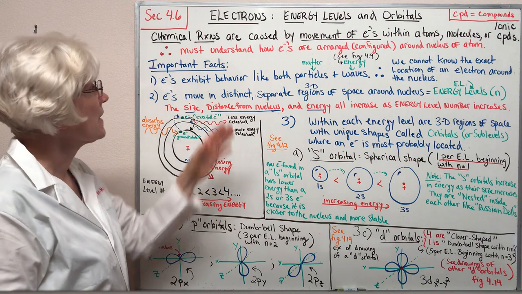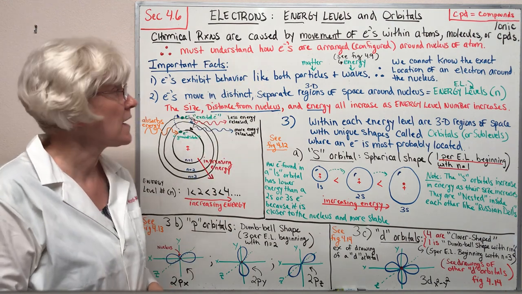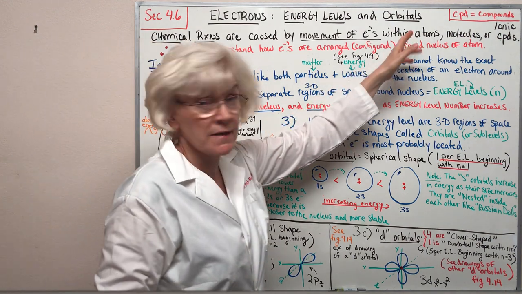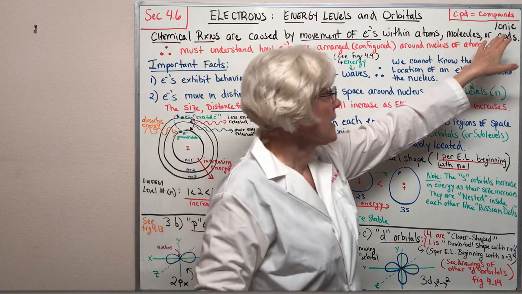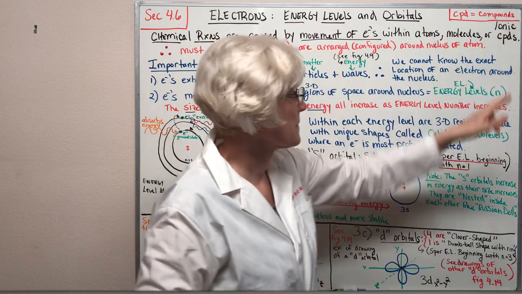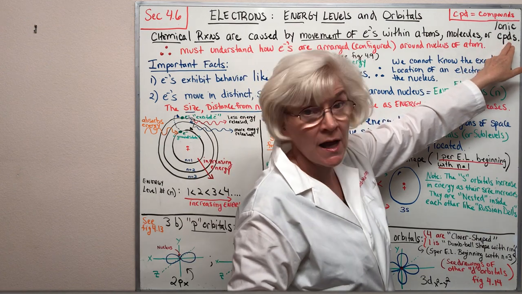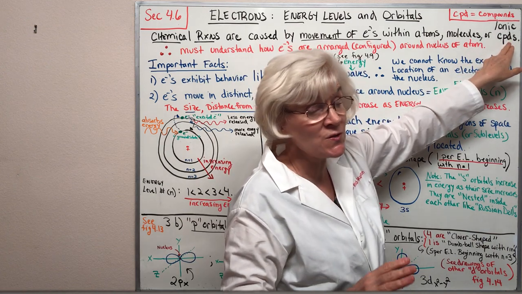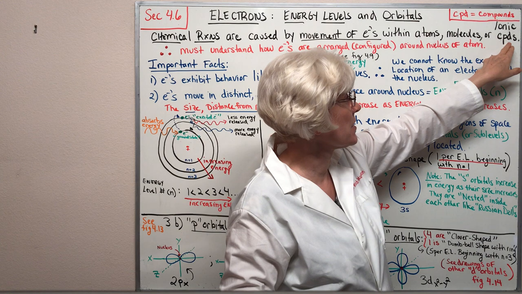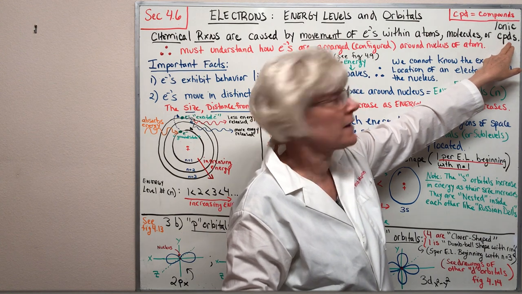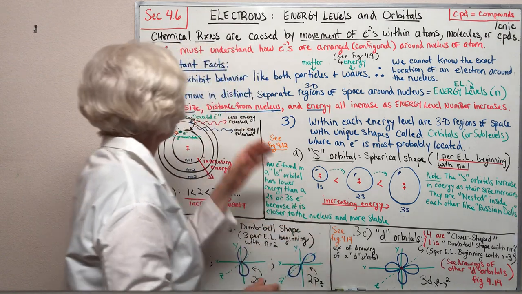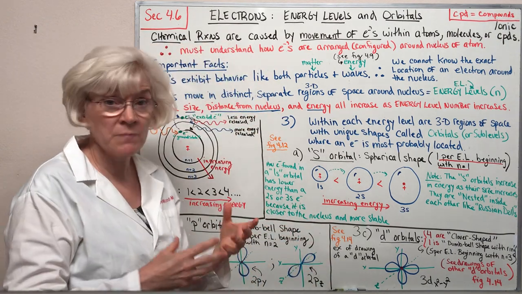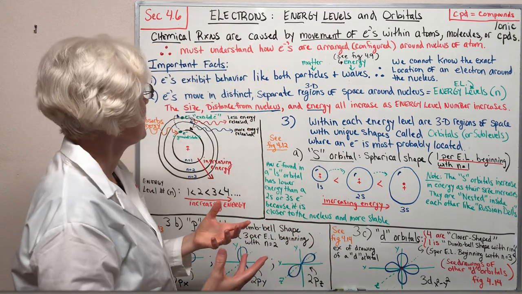all of them, are caused by movement of electrons within an atom, or atoms, molecules, or ionic compounds. And I've abbreviated compounds with something you'll see me use a lot throughout this semester, CPDS, my abbreviation for compounds. So chemical reactions are caused by electron movement.